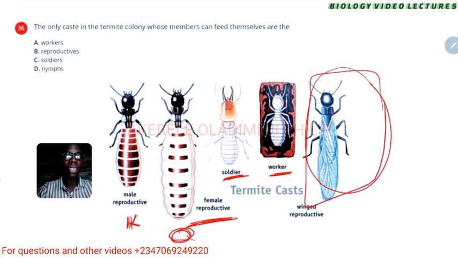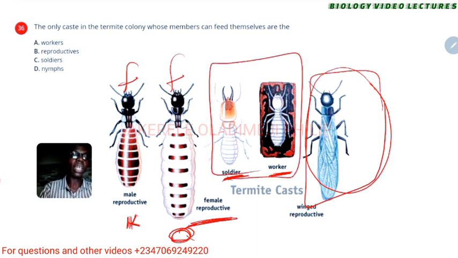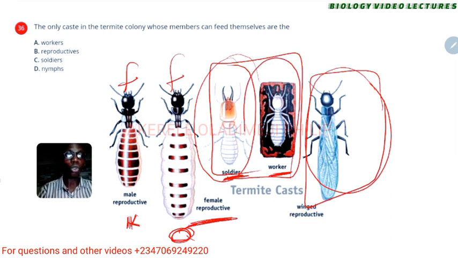Now here, this king and this queen are fertile. They are the ones that can reproduce, while these other two are sterile. They can't reproduce. Now, what's the function of the soldier? It is to defend the territory, to defend the termitarium. All right. While the worker is to provide food and to feed others and to feed themselves. So the answer to this question is A. All right.